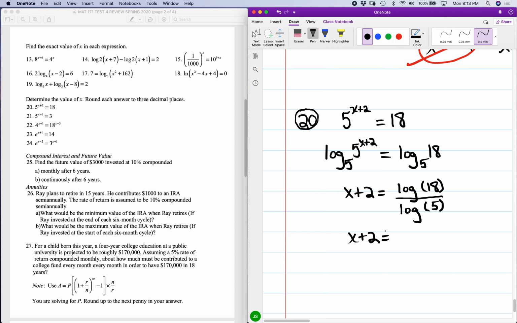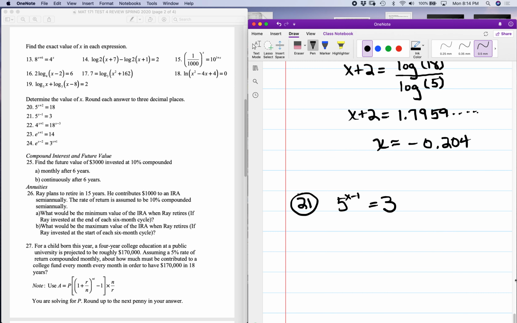Okay, so in this particular case we have x plus 2 equal to about 1.97959 something, and taking away 2 from both sides, to the nearest 3 decimal places, x will be right at minus 0.204.